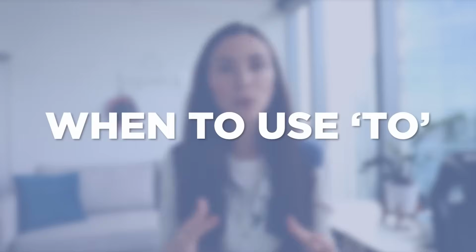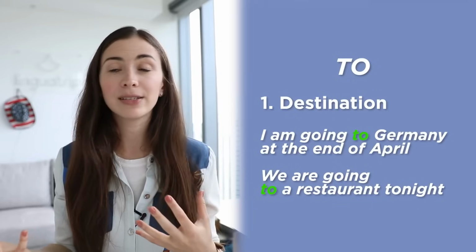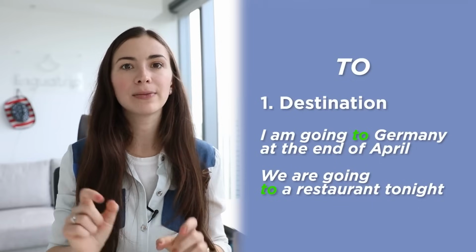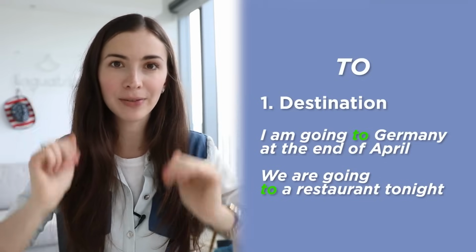Now let's talk about to versus for. The first thing that we're gonna do, we're gonna talk about when we use to. The first case when we use to is when we're talking about a destination. I am going to Germany at the end of April. I'm going to Munich, by the way. Or there's another example. We are going to a restaurant tonight. To a restaurant, because this is a direction.